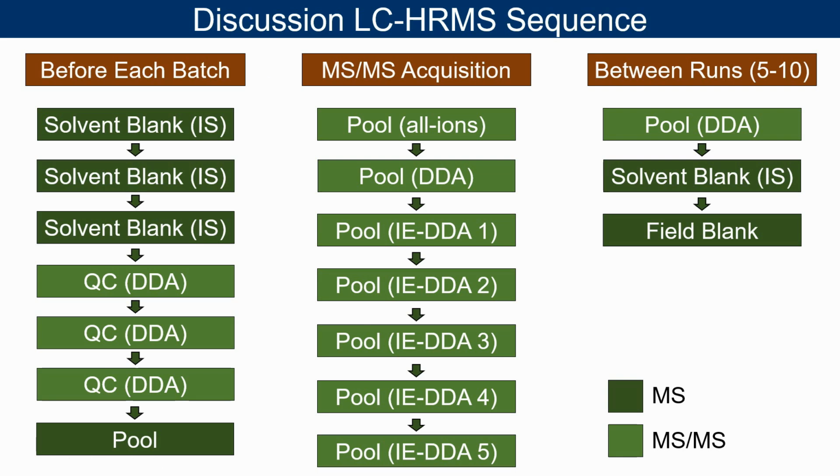So let's say you have 100 different surface water samples, you can run those in batches of 5 to 10 and run your iterative exclusion from sample to sample rather than reinjecting the same sample.